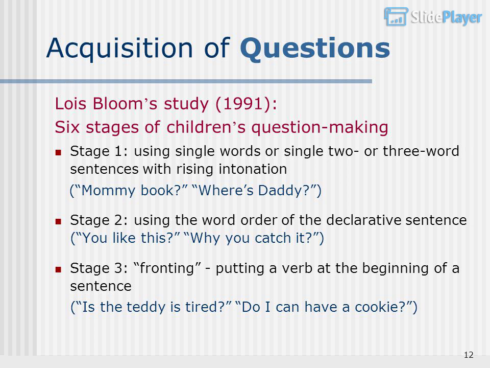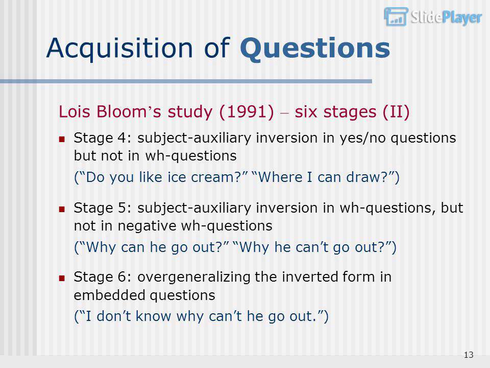Lois Bloom's study, 1991. 6 stages of children's question making. Stage 1, using single words or single 2- or 3-word sentences with rising intonation. Mommy book? Where's daddy? Stage 2, using the word order of the declarative sentence. You like this? Why you catch it? Stage 3, fronting, putting a verb at the beginning of a sentence. Is the teddy as tired? Do I can have a cookie? Acquisition of questions.